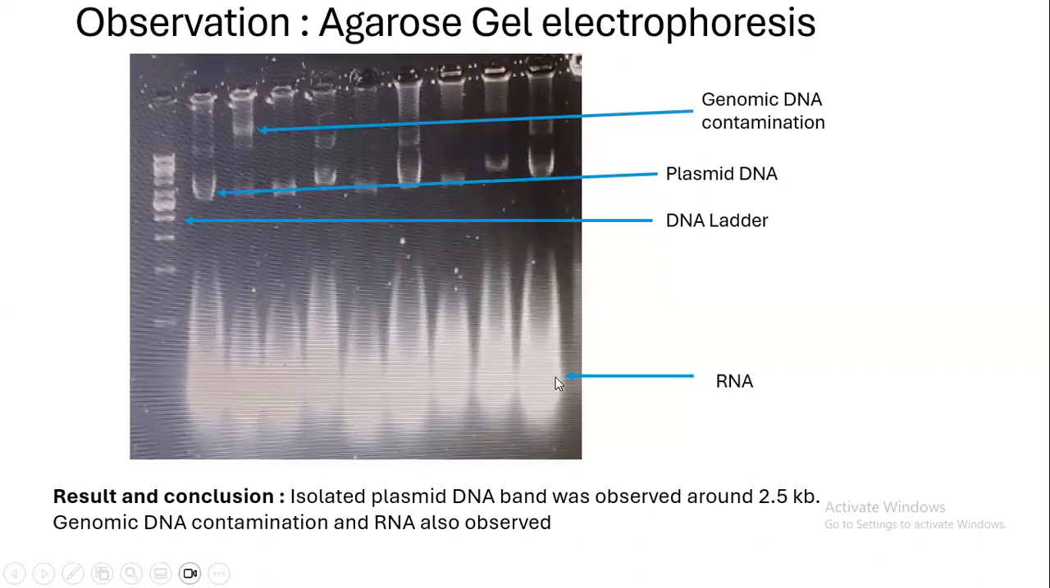You can also see the large blob that is present towards the base, that is RNA contamination. On treatment with enzyme RNase, this is not visible. RNase treatment is basically required if we are using the plasmid DNA for cloning purposes. So in our results and conclusion, we can see that we were able to isolate plasmid DNA, which ran around 2.5 kilobase pairs. We also observed genomic DNA contamination, and RNA was also present. So that's it about plasmid DNA isolation.